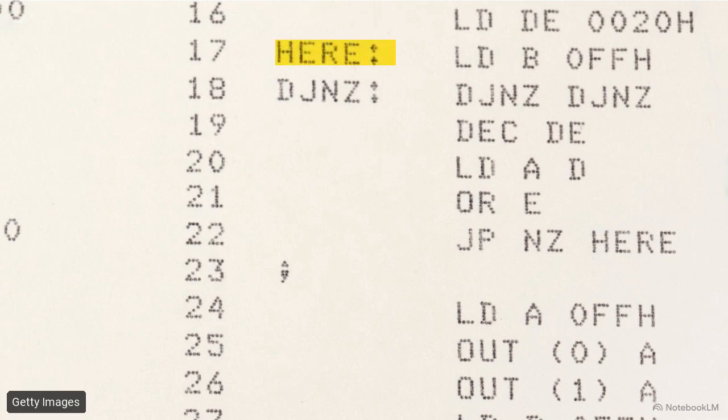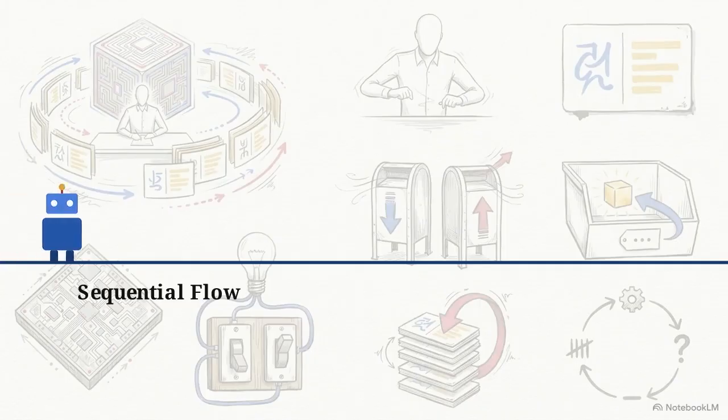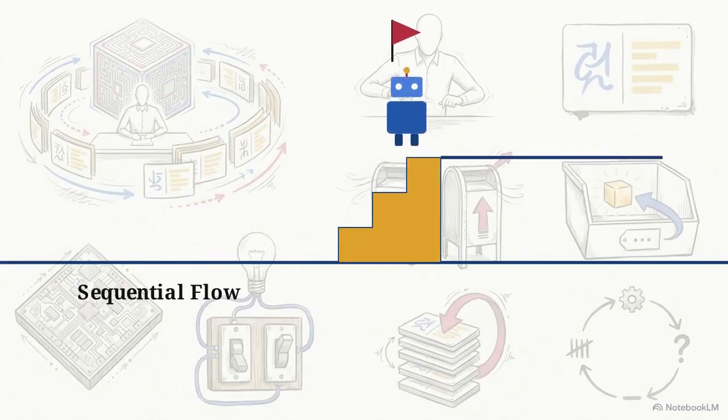This skipping mechanism allows a video game to change when you press the jump button. Without branching, the game would play itself in a straight line. With it, the machine reacts to you.